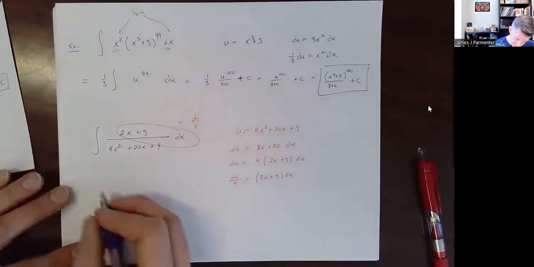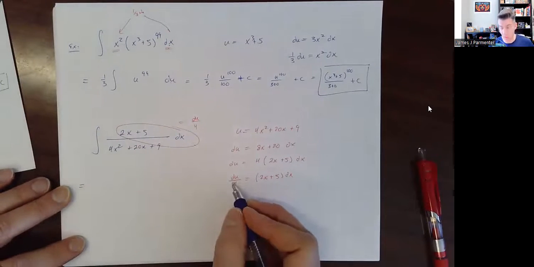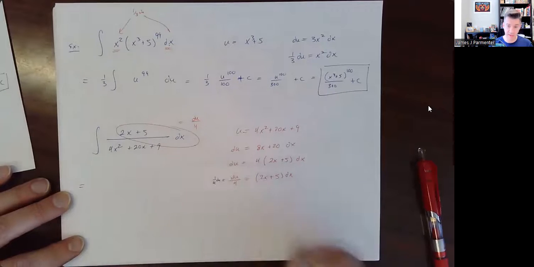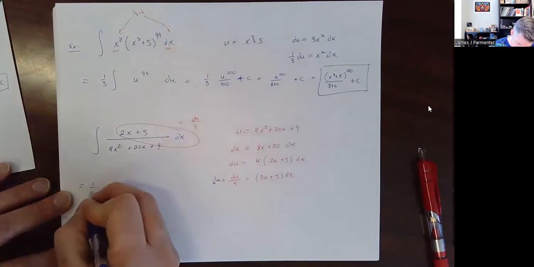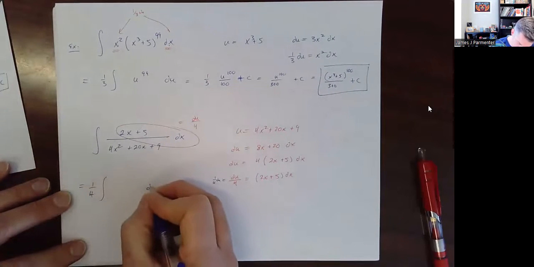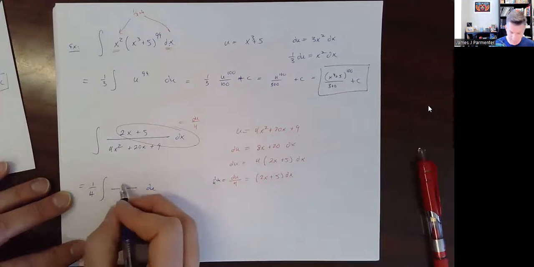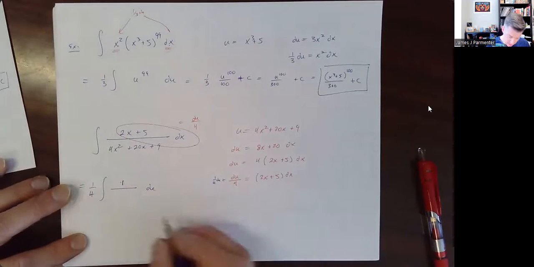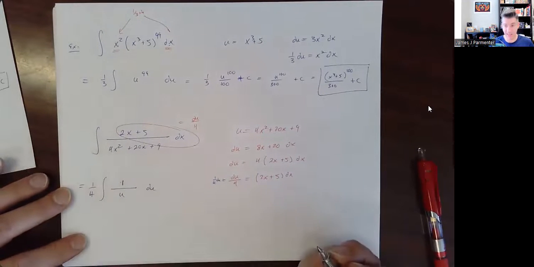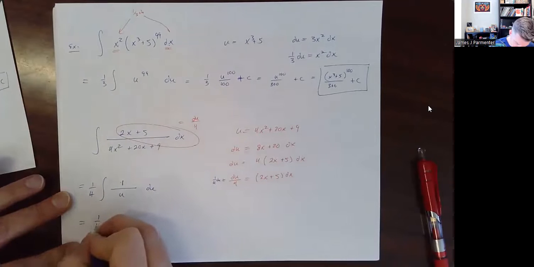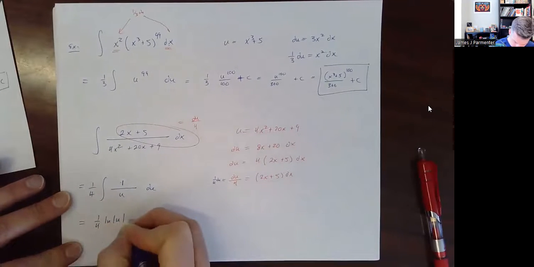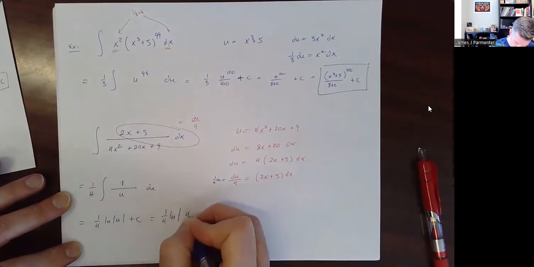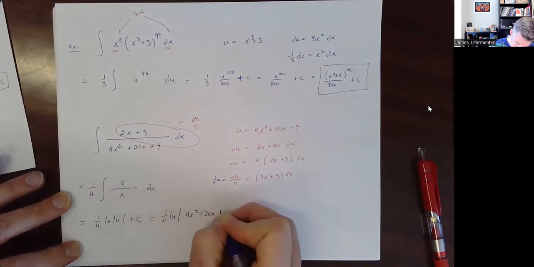I rewrite my integral with the du over 4, or the 1/4 du. I always like to bring this constant out in front, so the 1/4 is going to live out in front. The du I put at the end, and I'm going to put a 1 on top, because 1 times du. And then I have a u on the bottom. So again, I'm going to get a natural log. That's going to be 1/4 the natural log of the absolute value of u plus c, which is going to be 1/4 the natural log of the absolute value of 4x squared plus 20x plus 9.